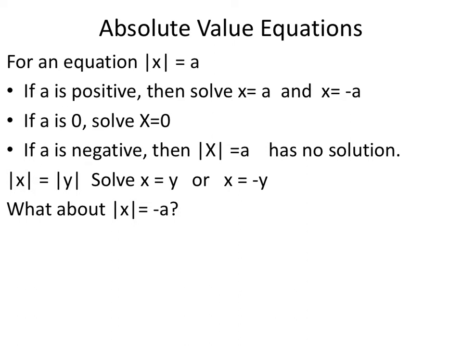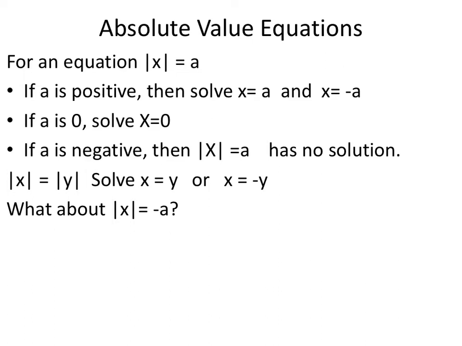But in any case, when we see this as an equation, it's really asking what values are a certain distance away from 0, like we saw before. So it says, for absolute value of x equals a, if a is positive, then we solve x equals a, and also x equals negative a. I'm going to expand on that a little bit more.